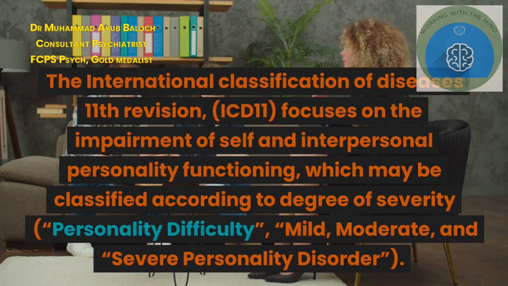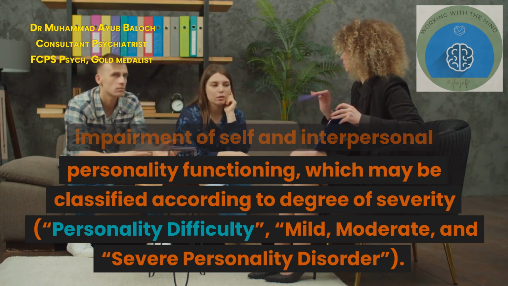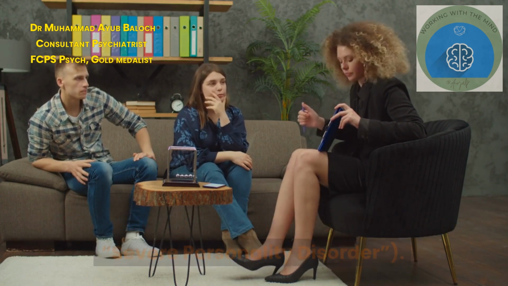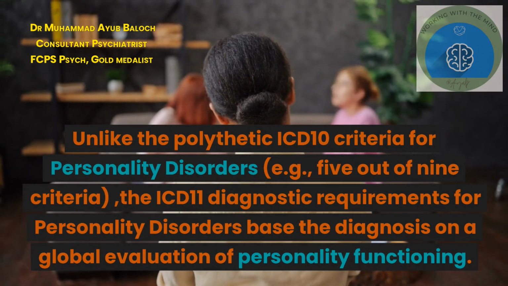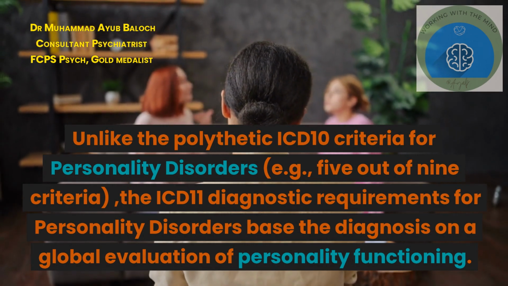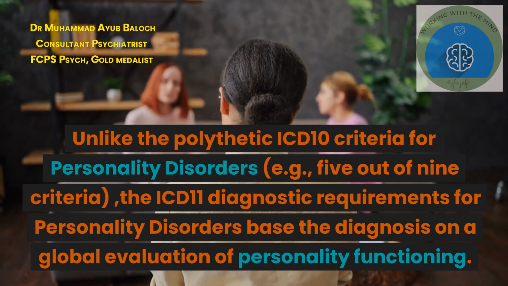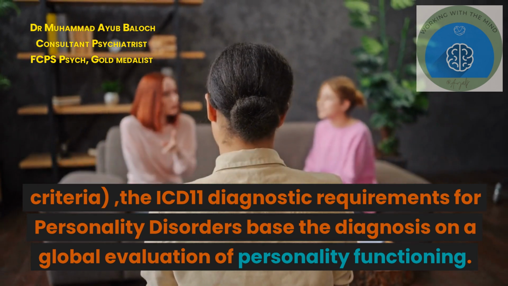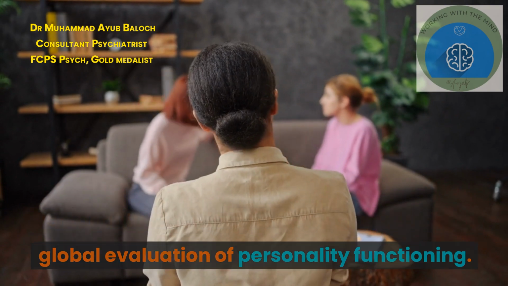The International Classification of Diseases 11th revision, ICD-11, focuses on the impairment of self and interpersonal personality functioning, which may be classified according to degree of severity: personality difficulty, mild, moderate, and severe personality disorder. Unlike the polythetic ICD-10 criteria for personality disorders, for example, 5 out of 9 criteria, the ICD-11 diagnostic requirements for personality disorders base the diagnosis on a global evaluation of personality functioning.